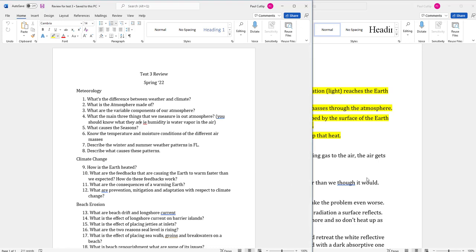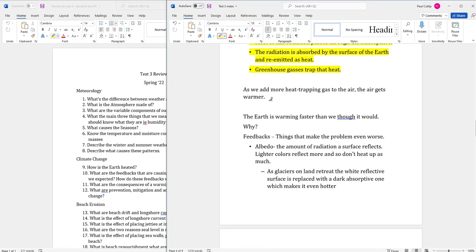What are the feedbacks that are causing the Earth to warm faster than we thought, right? Because here's the problem. As we add more carbon dioxide, the air gets warmer, right? When you add more heat-trapping gas, the air gets warmer, and we're adding 70 million tons of carbon dioxide per day, okay? And the Earth is warming, and it's warming faster than we thought it would. So why is that? Well, first of all, what are those feedbacks? And that's question number 10.